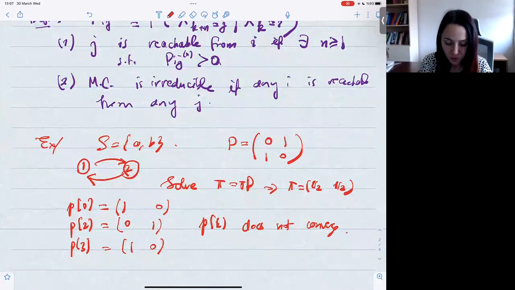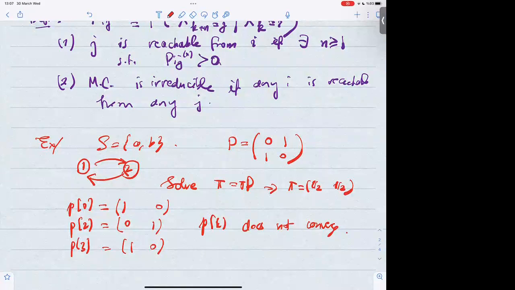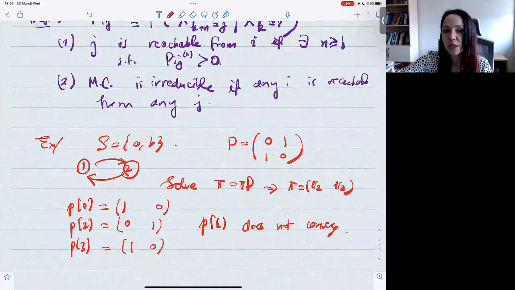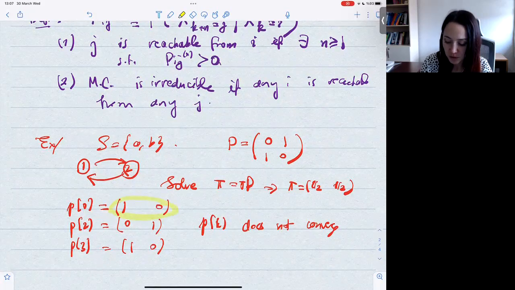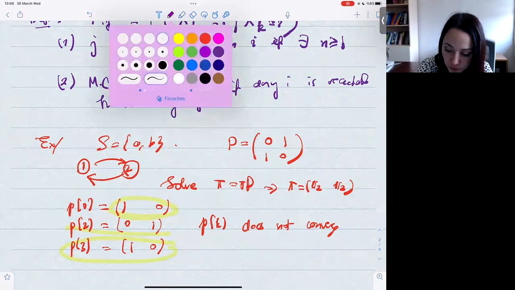Exactly. So in this case, the p vector is periodic. It will keep oscillating. For example, if we start like this, then every odd time we will be in the same probability vector. Every even time instance, it will be reversed. So there's no convergence. So if you find yourself in this situation, you cannot talk about a stationary distribution. Let's define the notion of periodicity.